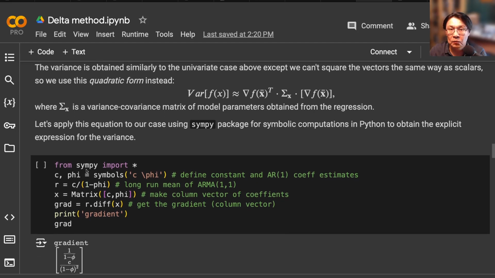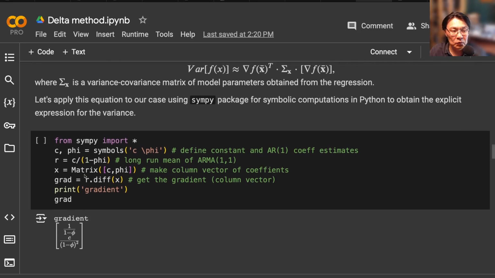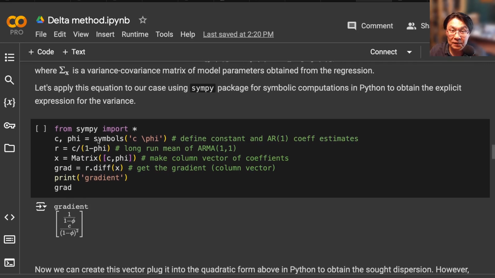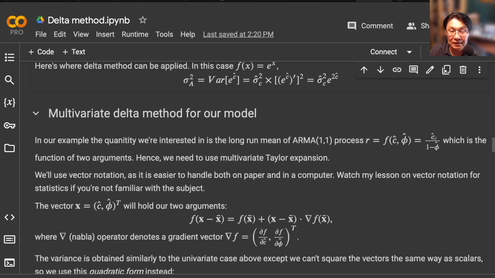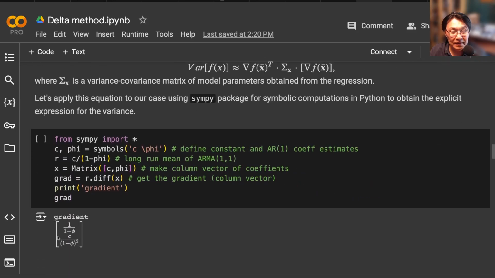SymPy is symbolic computation, or what's called computer algebra, in Python. Very useful package. So I'm going to use SymPy to do what? To calculate the gradient. So what is the gradient of this function? I need the derivatives with respect to the first argument, which is the constant, and then the second argument. And unsurprisingly, the gradient looks like this, right?